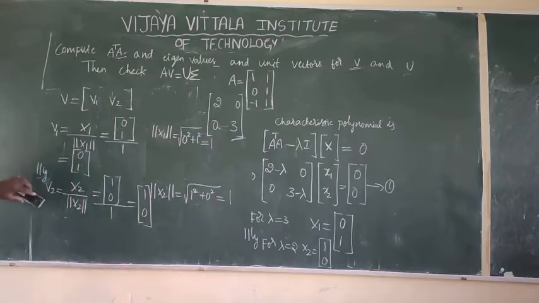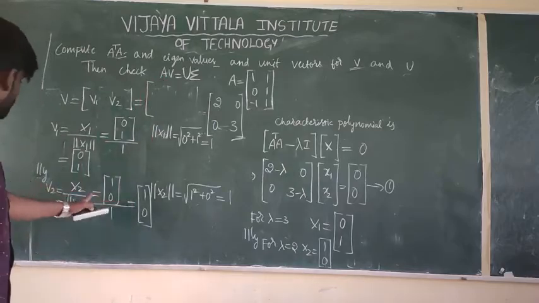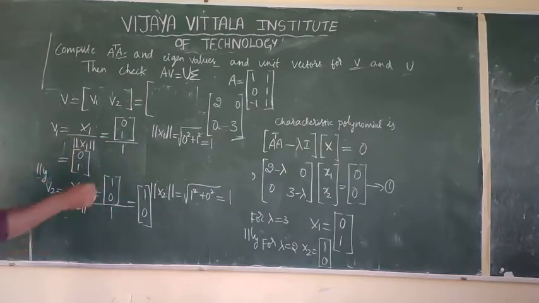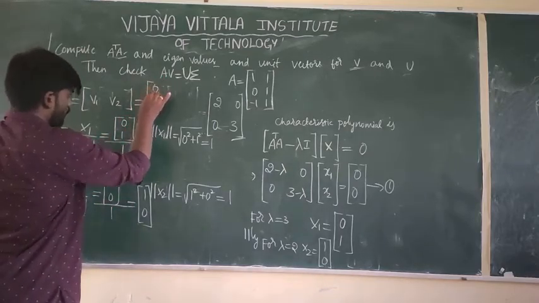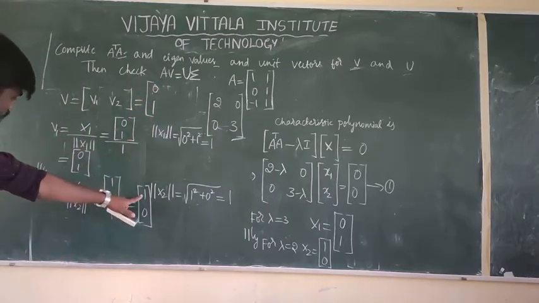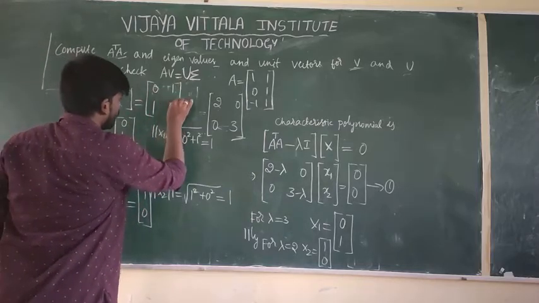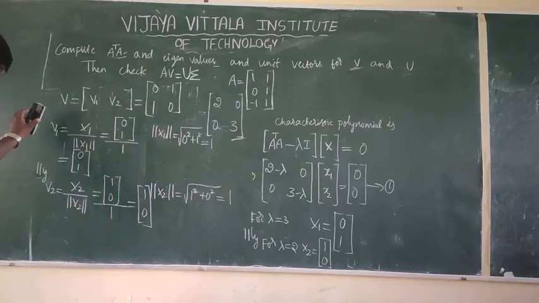Using v1 and v2, we construct the matrix V. v1 is the column matrix 0, 1 and v2 is the column matrix 1, 0. This is the matrix V.